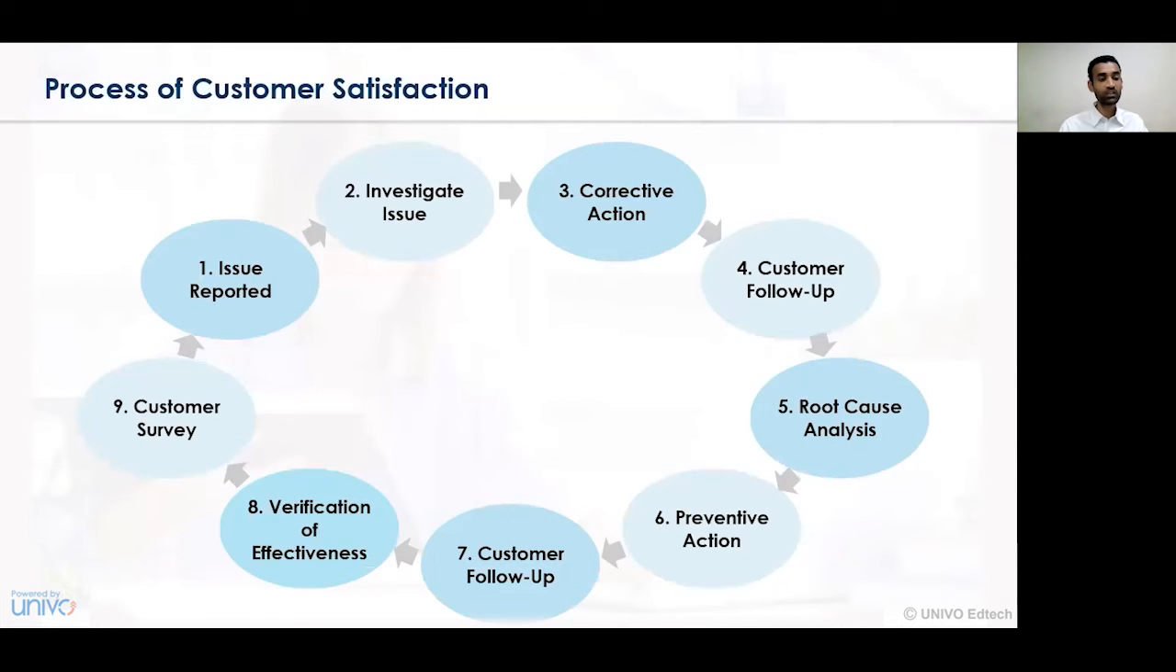Now let's understand the process of customer satisfaction. The first step in our customer satisfaction process is that issues are being reported. Accordingly, first we need to identify what the issue or problem is, and then we need to take the various steps or measures for identification of customer satisfaction.